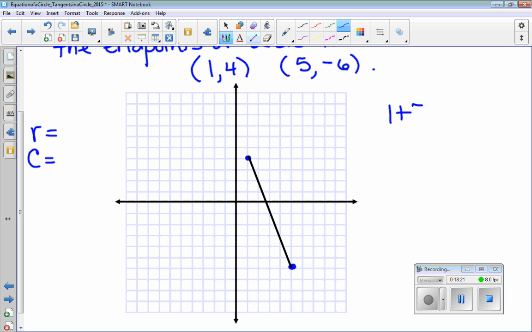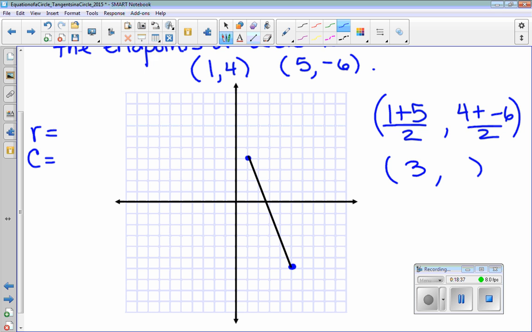1 plus 5 divided by 2 and 4 plus -6 divided by 2. Remember, you average the x's and you average the y's. 6 divided by 2 is 3. -2 divided by 2 is -1. There's my center.